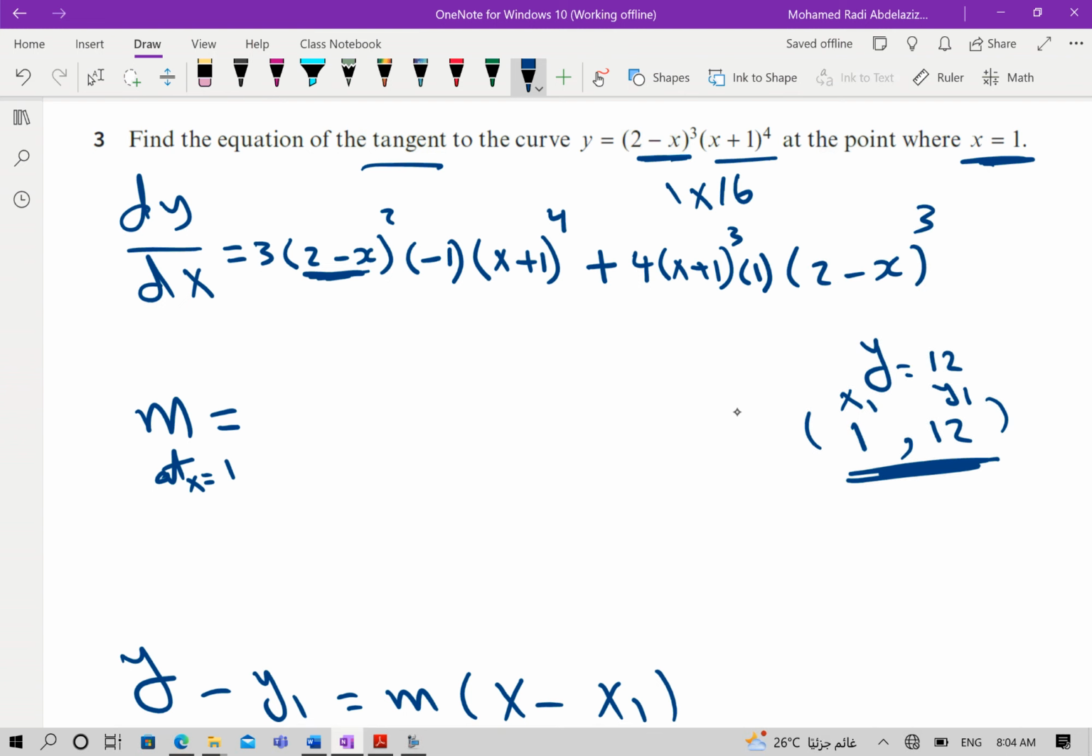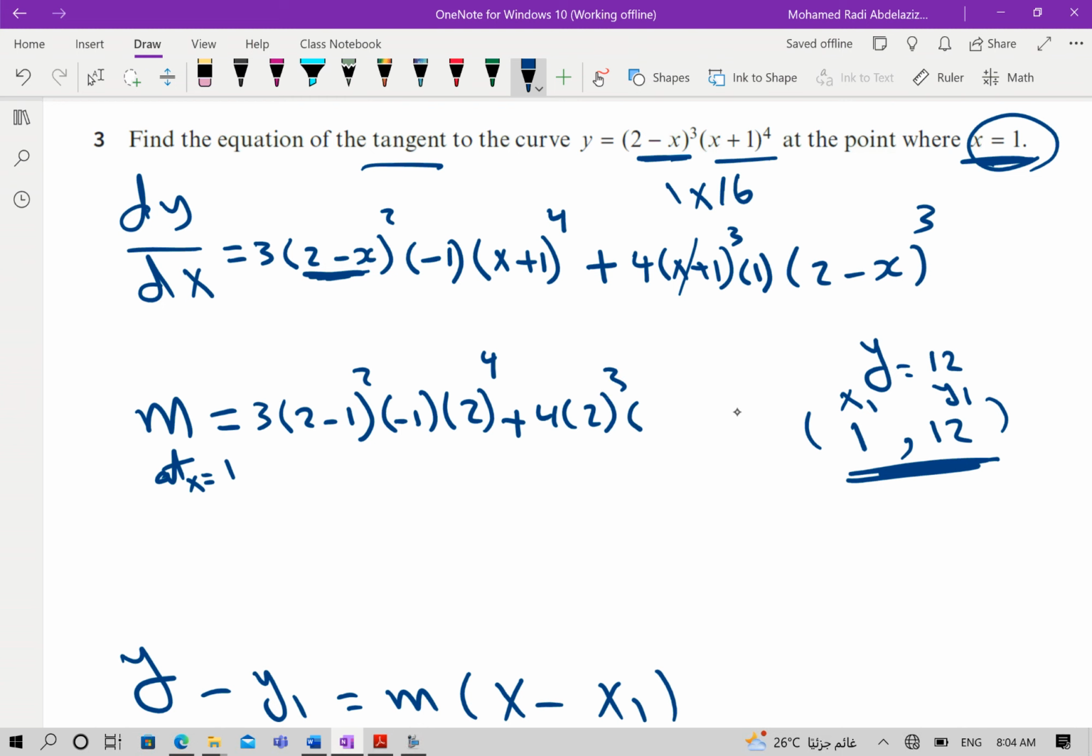No need to simplify because I need only the gradient. Just go directly and substitute the value of x, which is equal to 1. 3 times 2 minus 1 all squared, times minus 1, times 1 plus 1, which is 2, all to the power of 4, plus 4 times 1 plus 1, which is 2 cubed, times 1, times 2 minus 1, which is 1, all to the power of 3. Then find your answer.